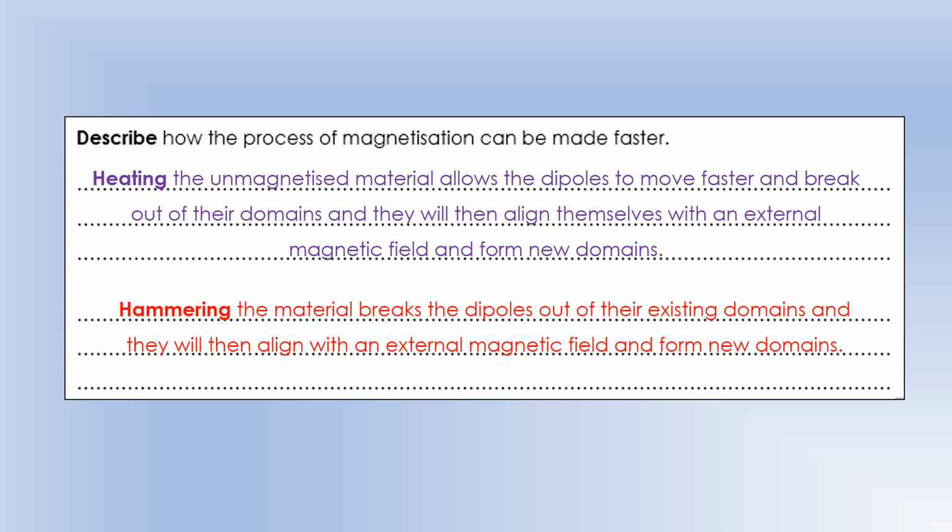The other thing we can do is hammering material, and that is exactly as it sounds like. You are literally hitting things with a hammer, and that again breaks the dipoles out of their existing domains. And again, if you apply an external magnetic field, they will form new domains all lined up in the same direction. And quite often these two processes are done together to really speed up the process. So you'd heat it and then hammer it. That would be our process, especially if we want to create permanent magnets, which is a more difficult process.